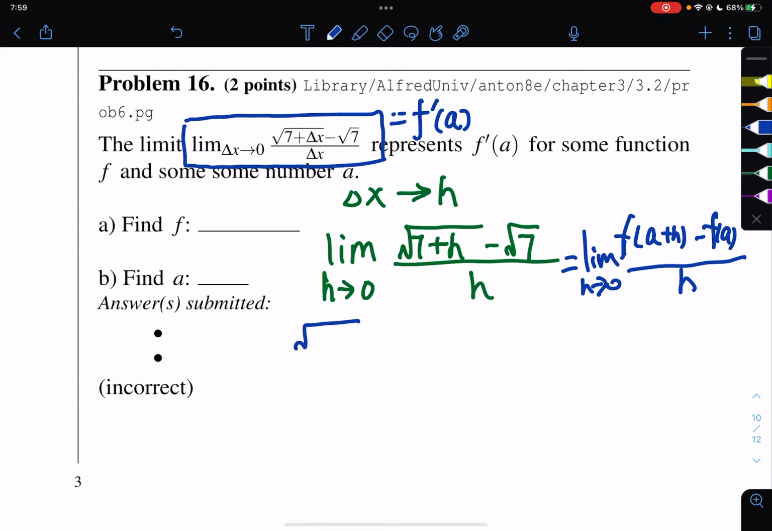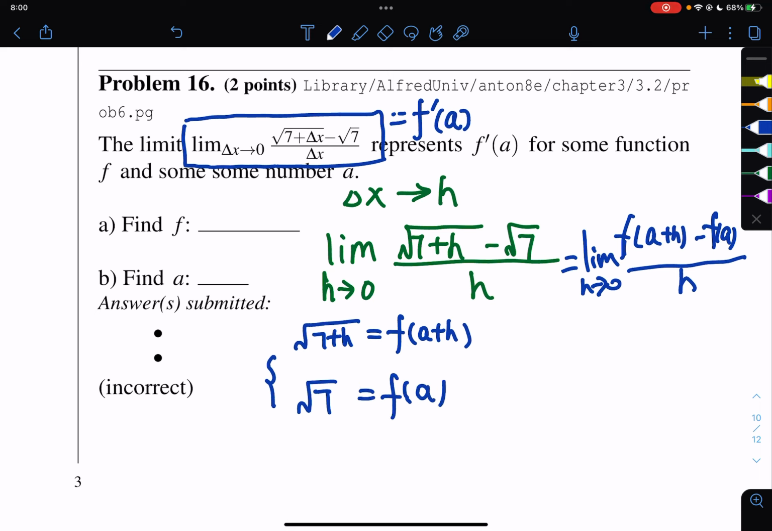So I have root of 7 plus h equals f of a plus h. And I should be having square root of 7 to be f of a. Well, the second one is not too helpful, but if we were to look at the first one, the expression that was added to h clearly is 7. So because of that, I could find a being 7.